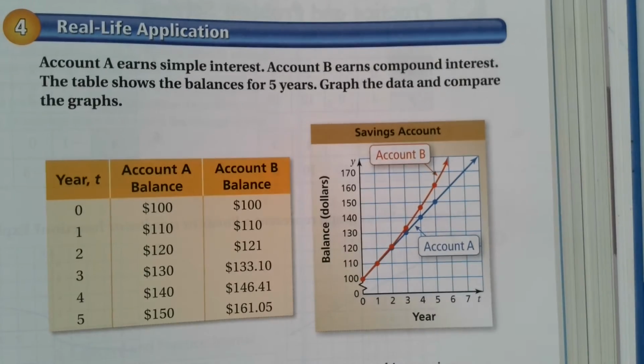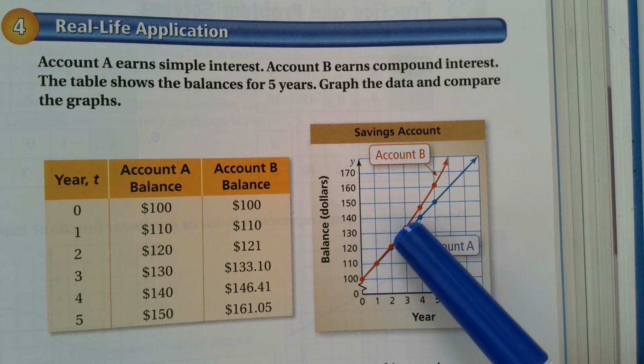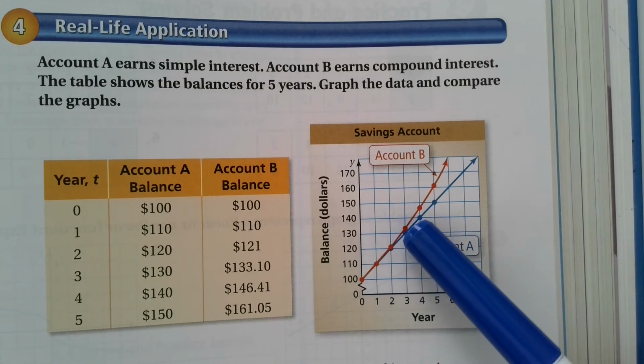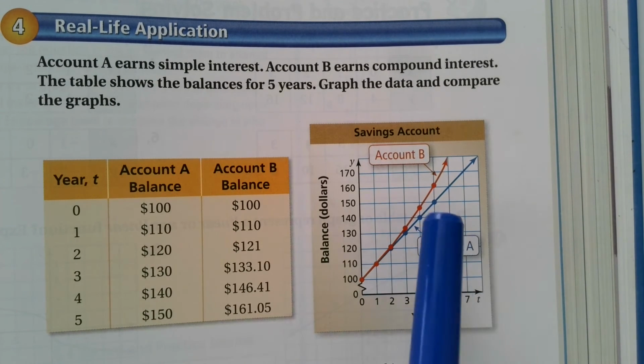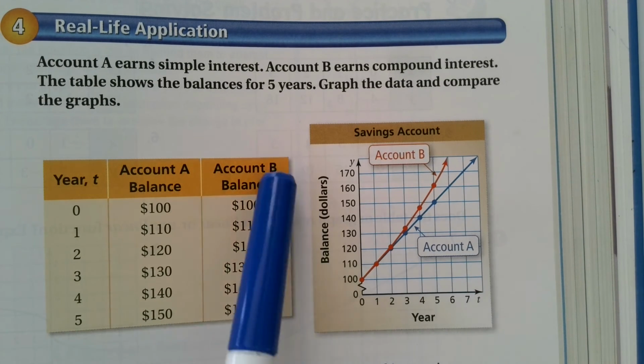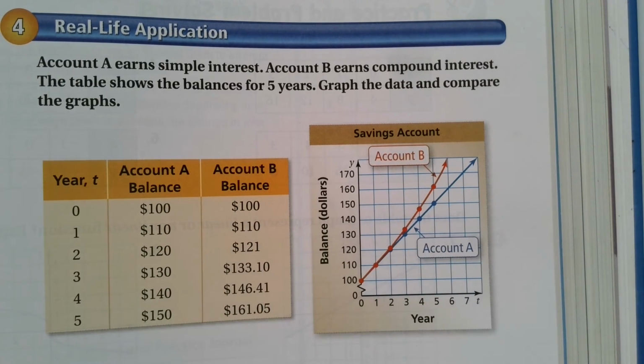Now, I want you to be able to analyze a real life situation and analyze a graph and tell from the graph which one is linear and which one's nonlinear. So we look at the blue line, and it continues at a constant rate. We would say that's linear. The red line does start to depart from the blue line and increase at a faster rate. So we would say the red line is nonlinear. And you can look at that from just looking at this. This goes up by 10 each time. This goes up by more than 10 each time.